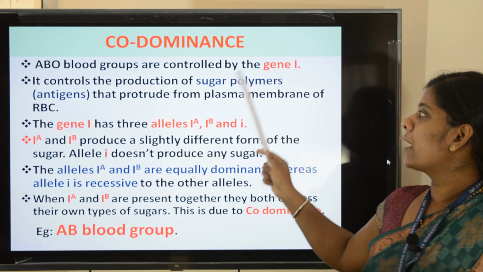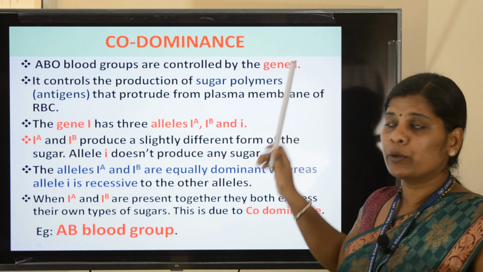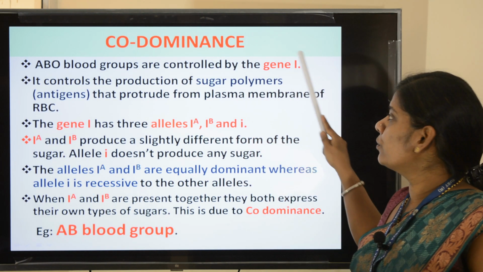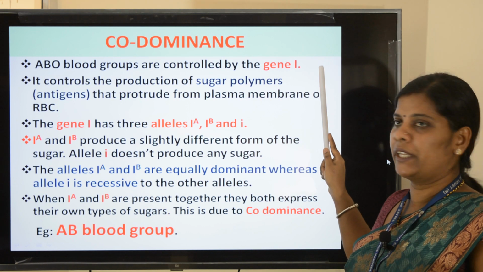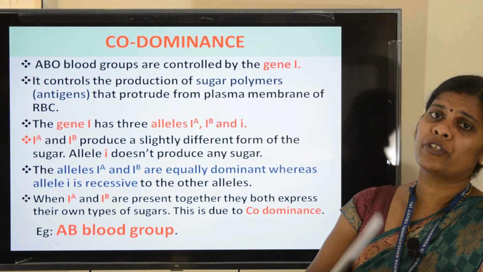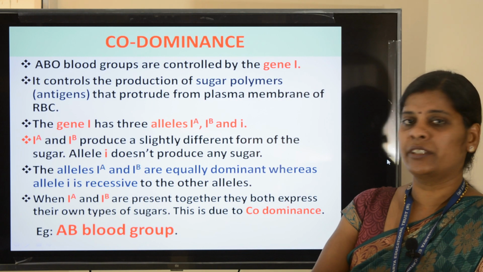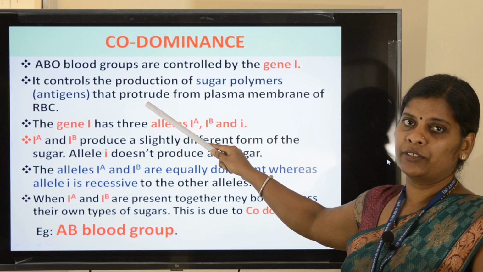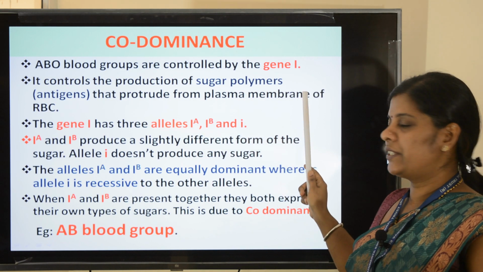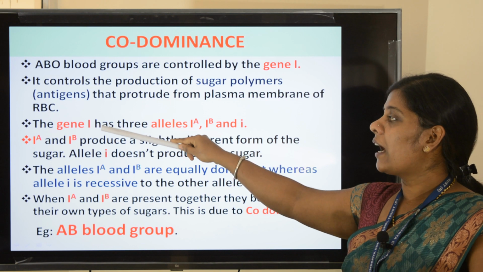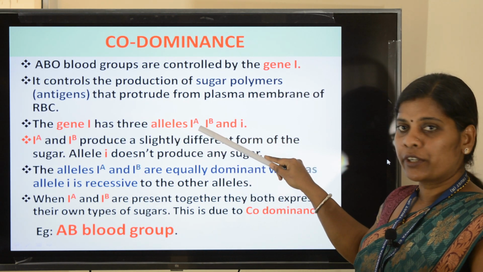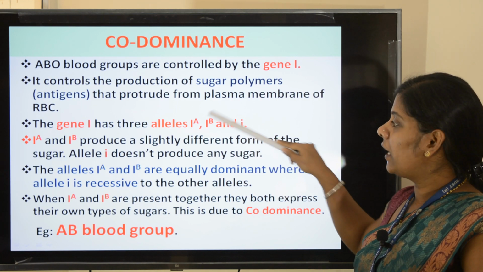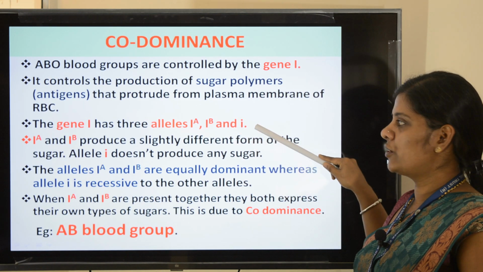ABO blood groups are controlled by gene I. I already told you I stands for immunoglobulin. It controls the production of sugar polymer or antigen on the surface of the RBC. So, gene I has three alleles. Very important students: allele IA, IB and small i.